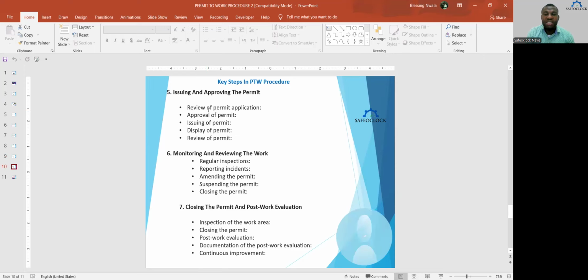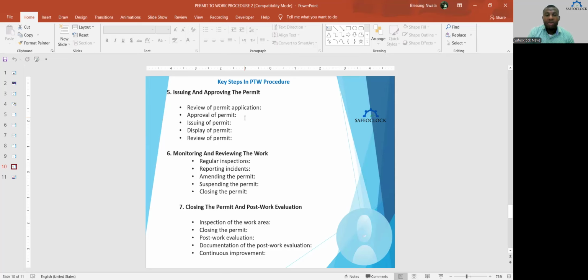Before the permit is issued, the issuing authority or the approving authority should properly review the permit application, ensuring that the location is in place, the duration, the requester's name, the hazards are properly identified, and the control measures are properly in place. So the issuing or the approving authority should ensure that these are properly in place.